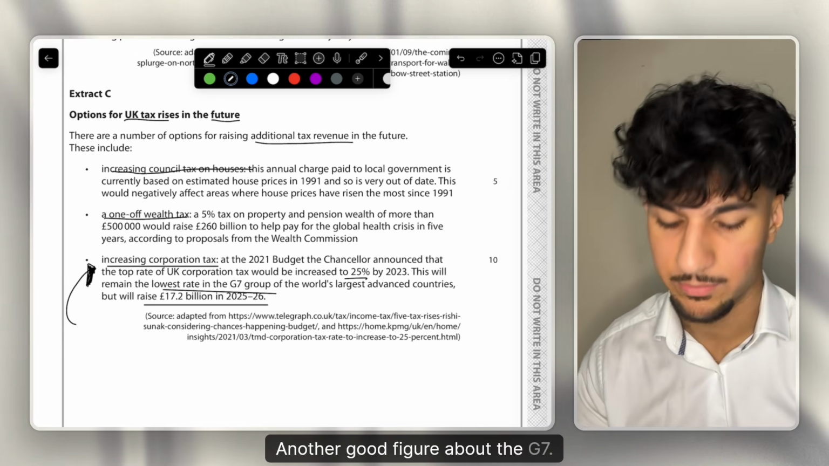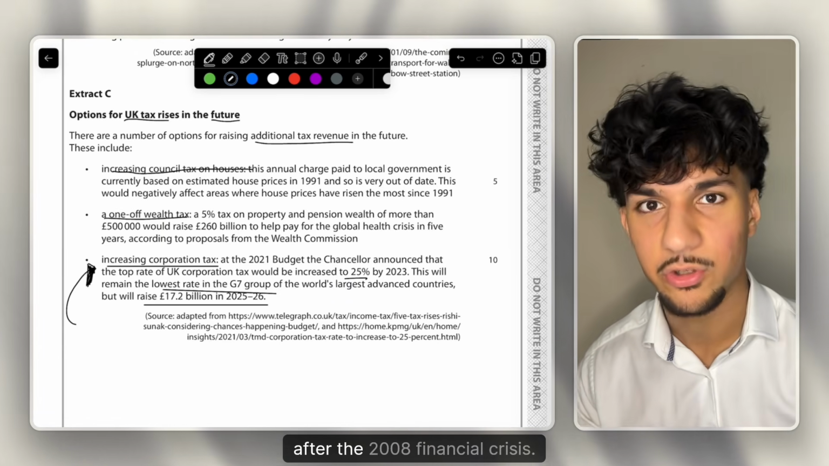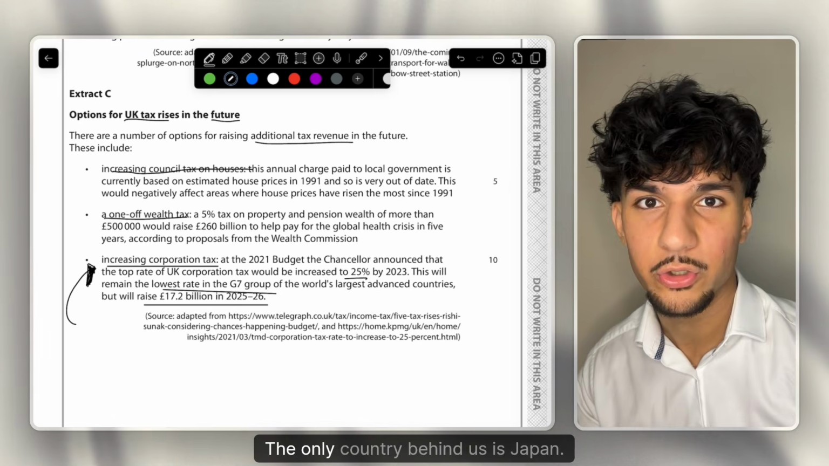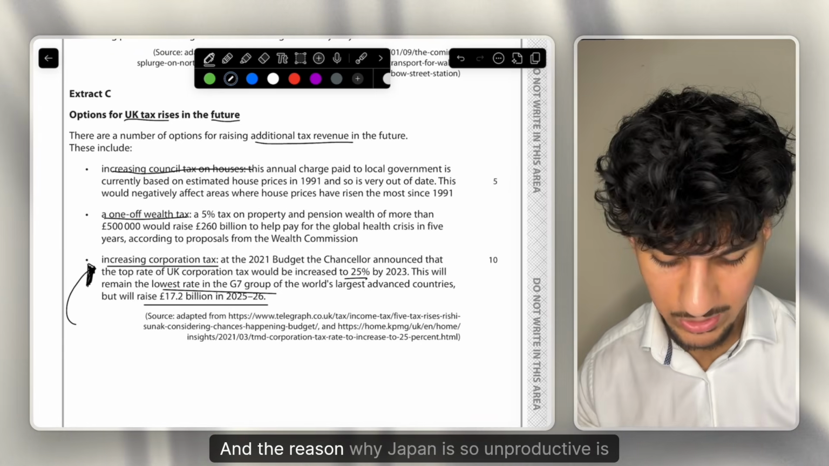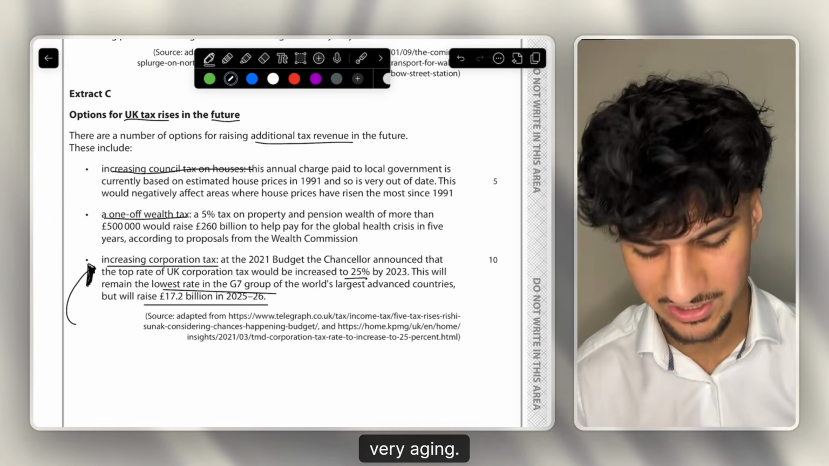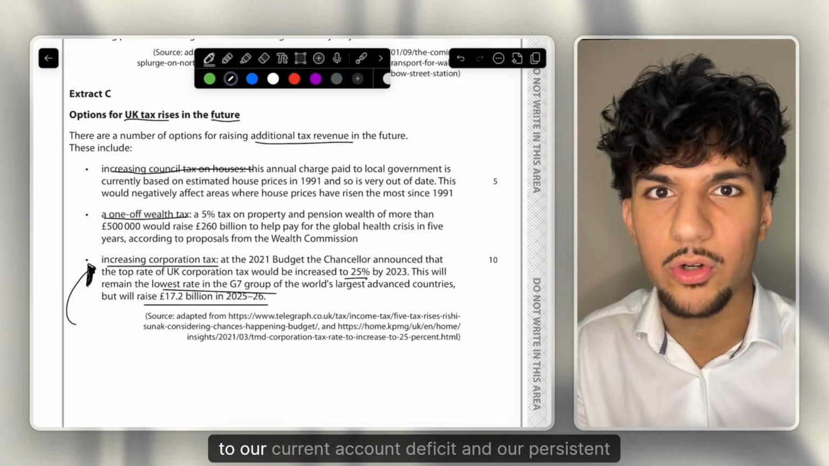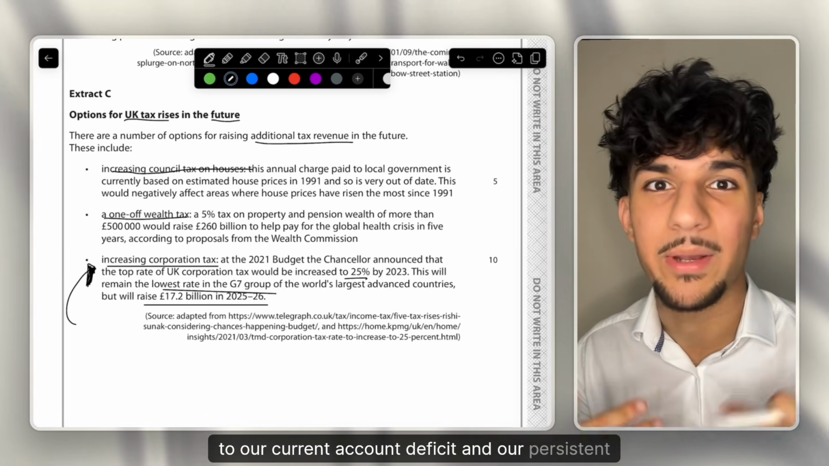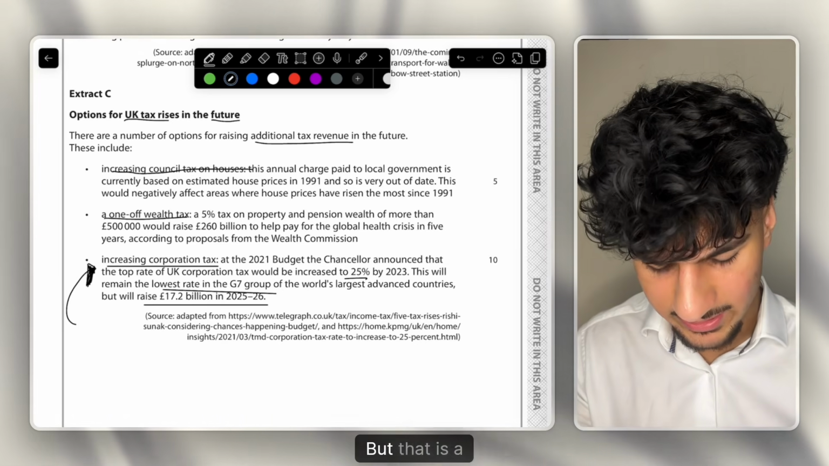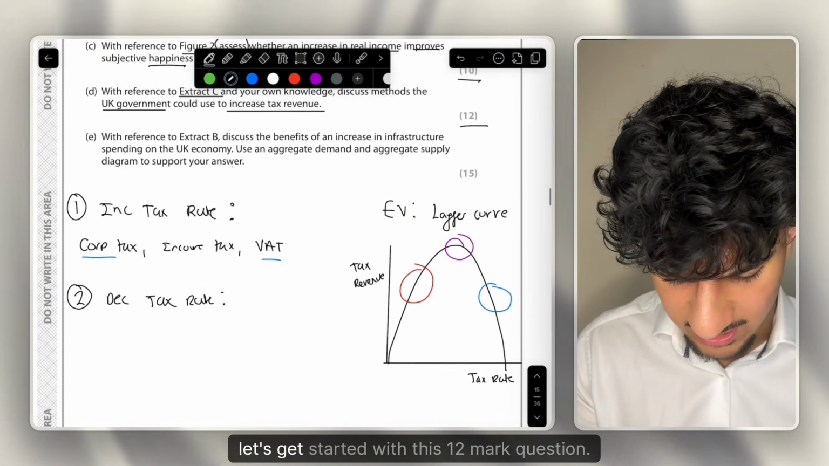Another good figure about the G7: the UK has the second worst productivity in the G7 after the 2008 financial crisis. The only country behind us is Japan, and the reason why Japan is so unproductive is because their population is very, very old, and that's one of the biggest contributing factors to our current account deficit and a persistent current account deficit. But that is another topic, so we will not go any more in depth with that. But yeah, let's get started with this 12-mark question.